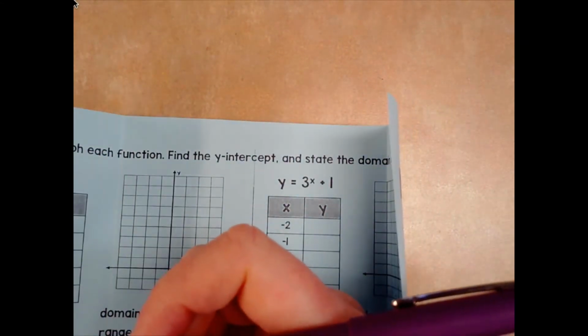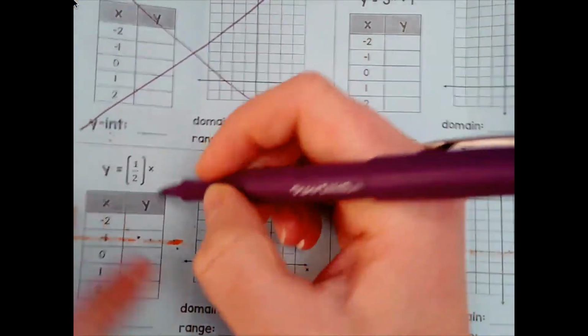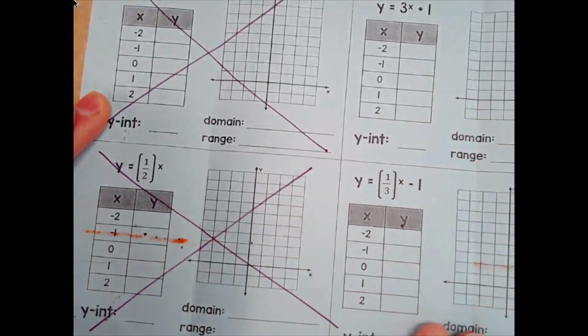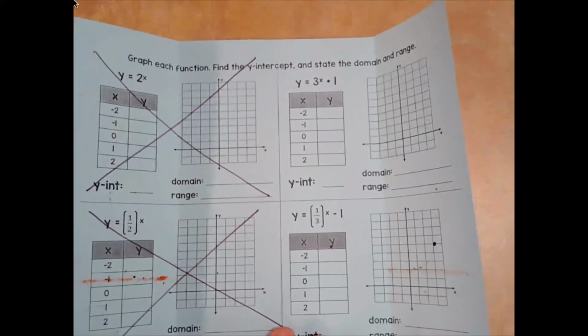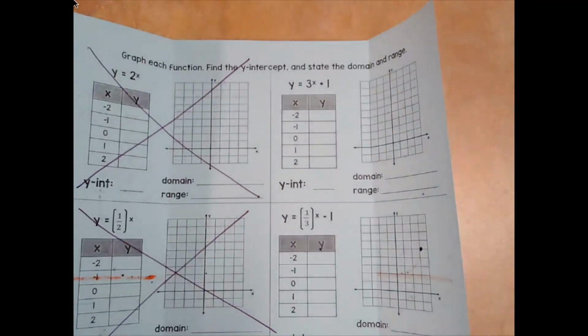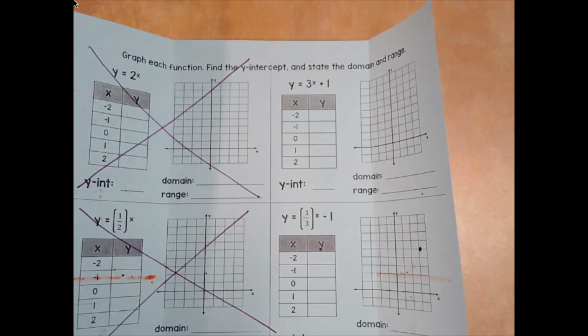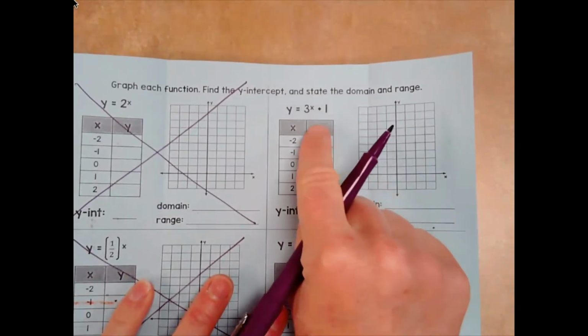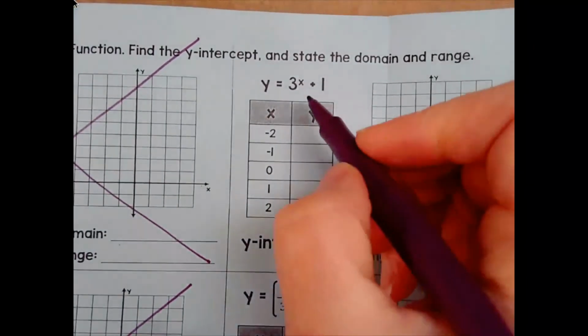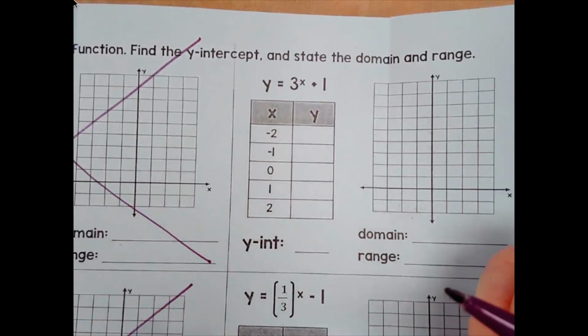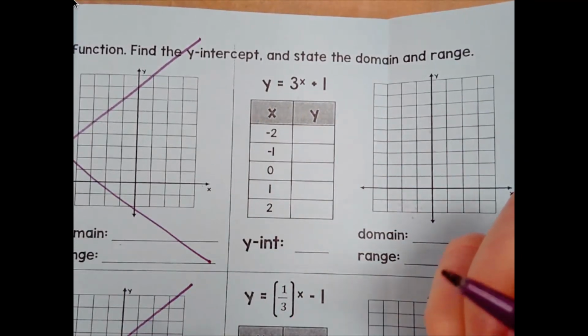Okay, we're going to skip a couple of these. We're not going to do this one or this one. Two on the left, yeah. We're going to do the 2 on the right. Okay. So what do you notice about this equation right here? What's different about it? Plus 1. That's going to change the y-intercept.